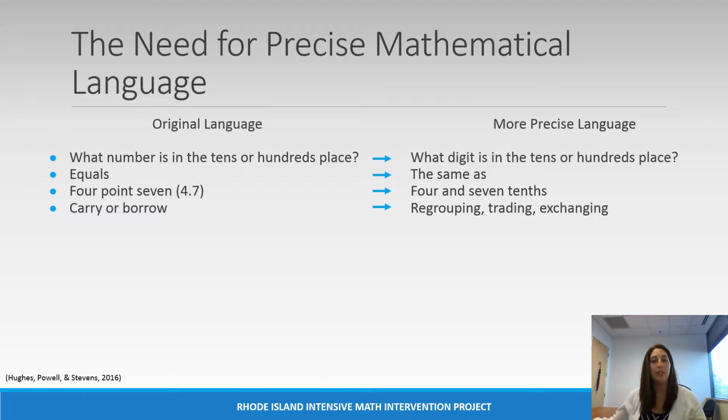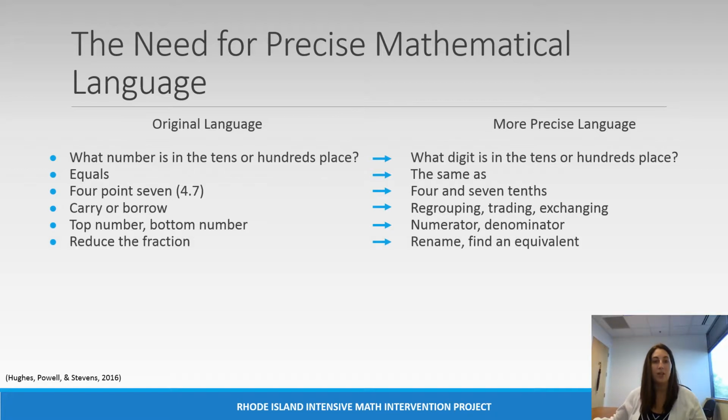Number 4, using the terms carry or borrow is procedural. By using alternatives such as regrouping, trading, or exchanging, we are reinforcing the conceptual understanding of regrouping ones into tens, tens into hundreds, etc. Number 5, by referring to a numerator as the top number or the denominator as the bottom number, we are treating a fraction as though it is composed of two separate and independent numbers. Instead, use the technical terms to refer to the different parts as both contribute to one number, the fraction.